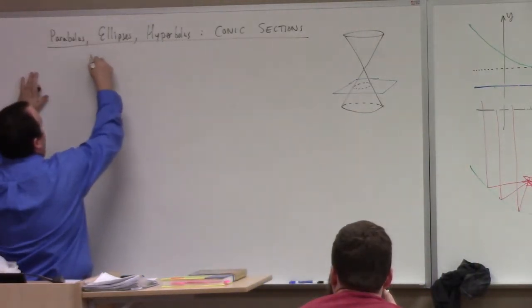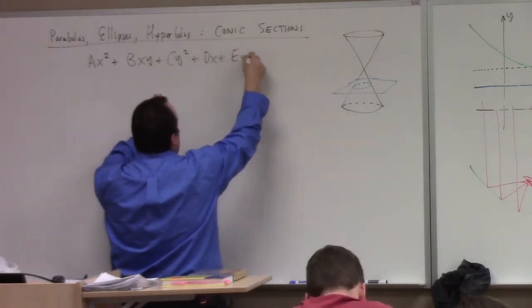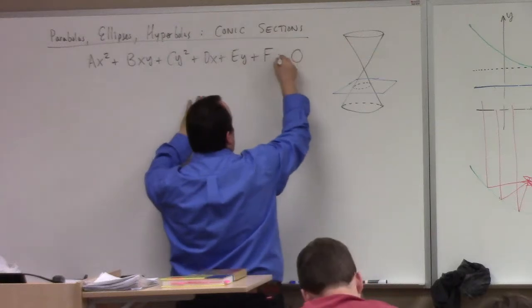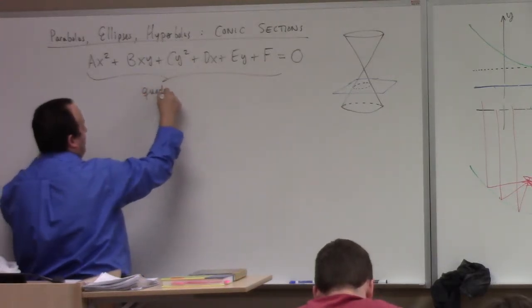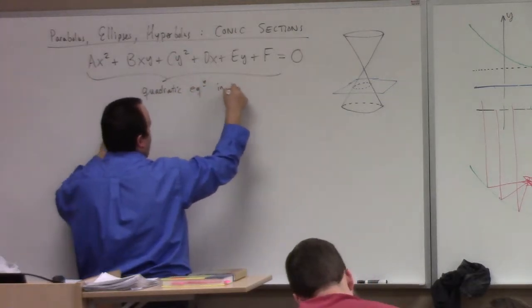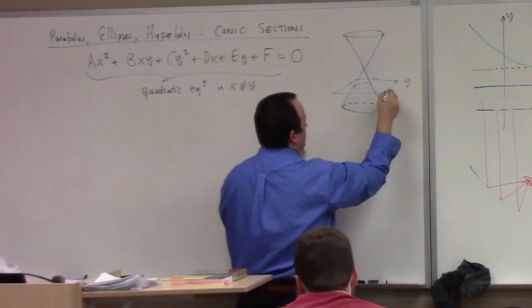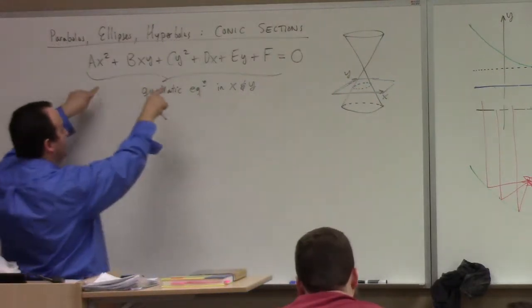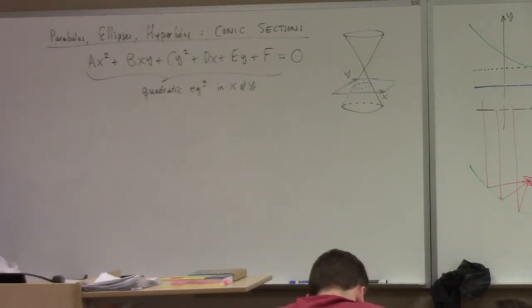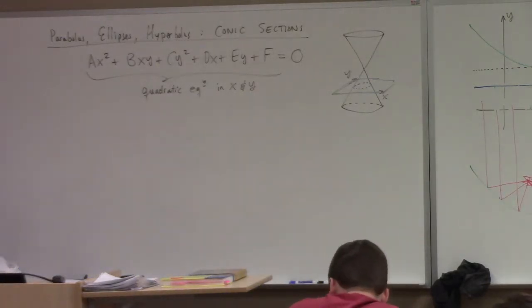If you study ax squared plus bxy plus cy squared plus dx plus ey plus f equals 0, this is a quadratic equation in x and y, right? It turns out every conic section, if you think about the plane being like the xy plane, you can write the equation of the conic section as the solution set to an equation of this form. They're all like that, whether it's a line or any of these, they all fit into this context.